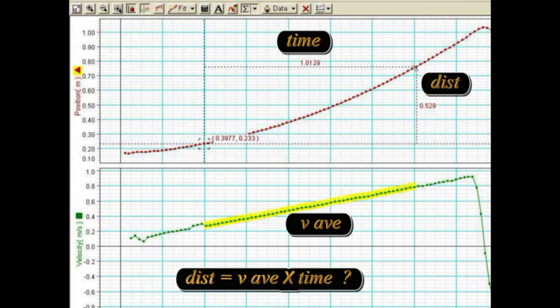In the position versus time graph above, stretch the XY tool like a rubber rectangle to span the same time values highlighted in yellow below. Find the time interval and the distance traveled. Check to see if the distance traveled is equal to the average velocity times the time.